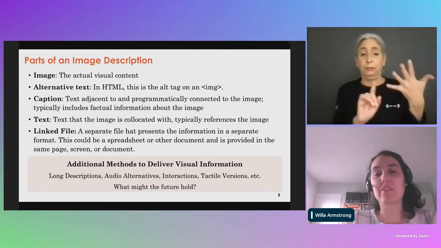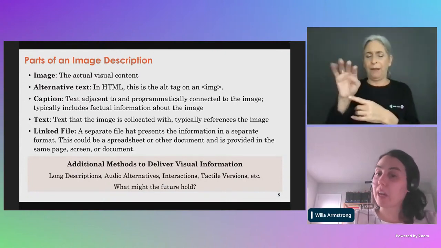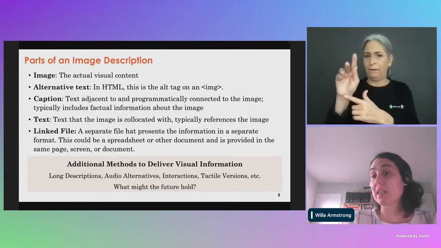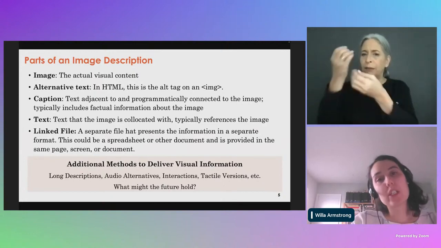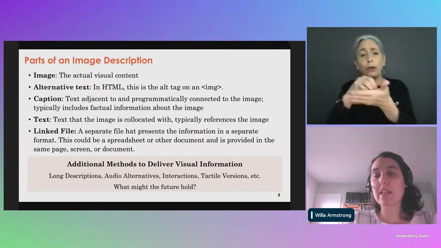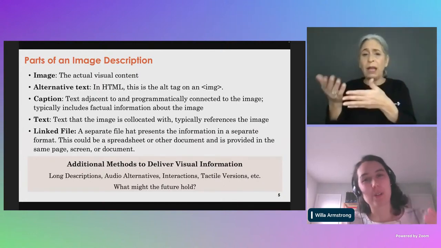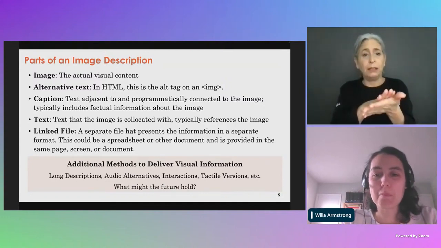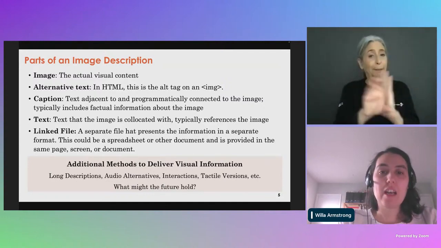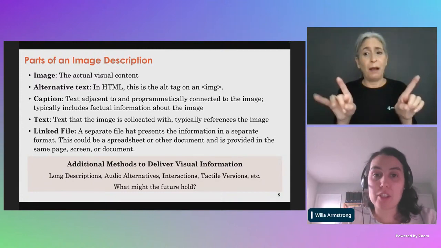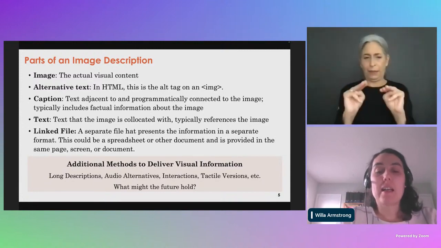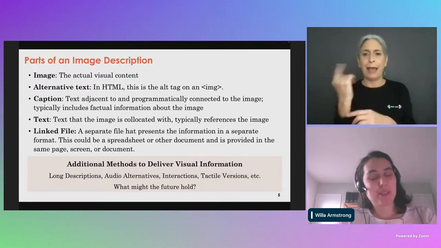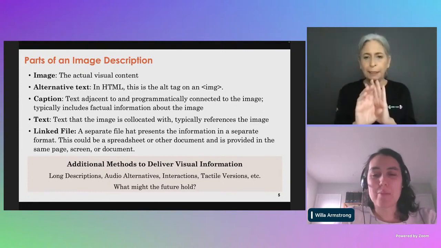And then lastly, link files. So this is a separate file that presents the information in a separate format. This could be a spreadsheet or other document, and it's provided on the same page, screen, or document as the image. But that's not the only way that image descriptions can be provided, and that's not always the only way we're providing image descriptions at the library.